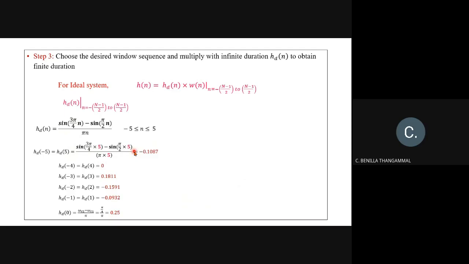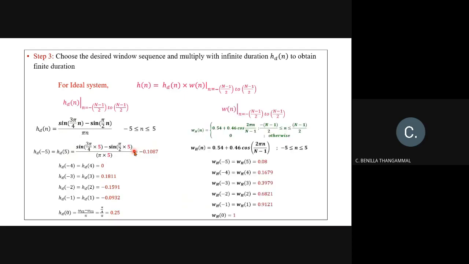For HD of 0, the formula will be omega C2 minus omega C1 divided by pi. So the value is going to be 0.5. Similarly, find the window function. Here they have asked to use the Hamming window. So using the formula for the Hamming window for your ideal filter and substituting the values, you can find the value of W from minus 5 to plus 5: minus 5, minus 4, minus 3, 2, 1, till 5.